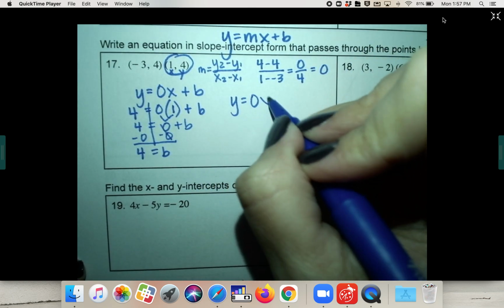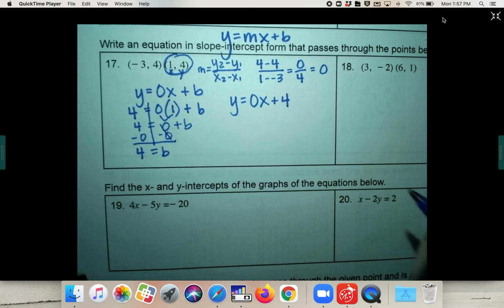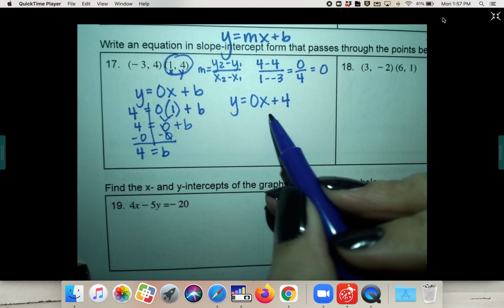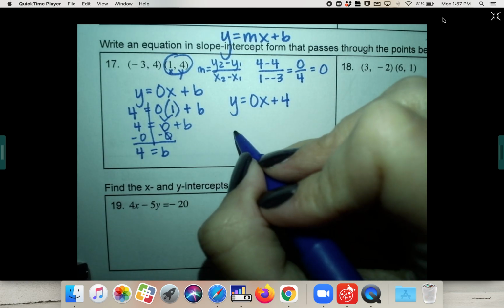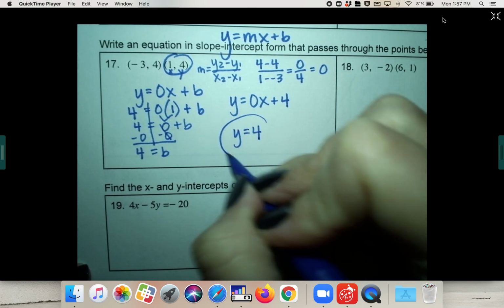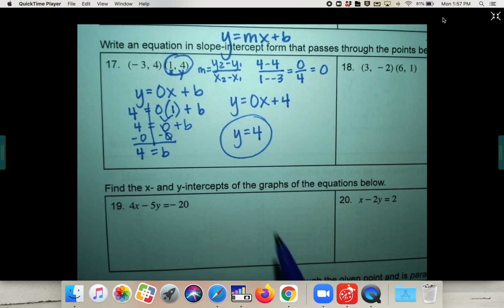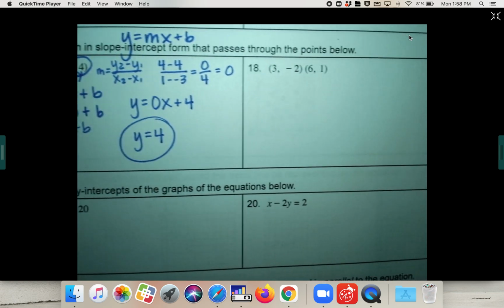So we're going to put it all together. y equals 0x plus 4. And I want you to know that anytime you have 0x, 0 times anything is 0, so it's just gone. So a better answer for this would just be y equals 4. But if you left it in slope-intercept form, this is technically true as well. This is just better. This is a more simplified final answer. All right, let's try another one of those.